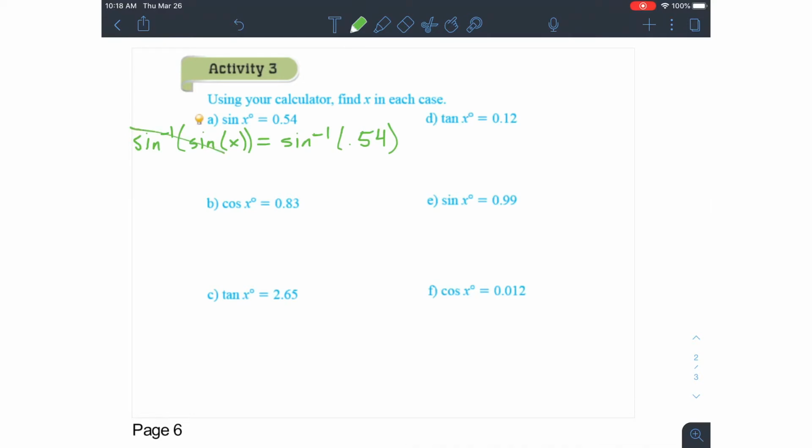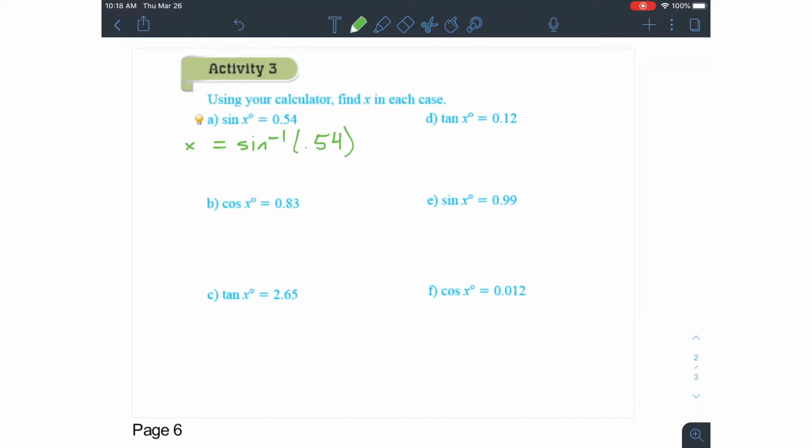Over on the left side, those are going to cancel out. And in fact, this step here that I've just done, it's okay if you choose to completely skip that. I have no problem if you want to just rewrite this immediately as x equals arcsine of 0.54.